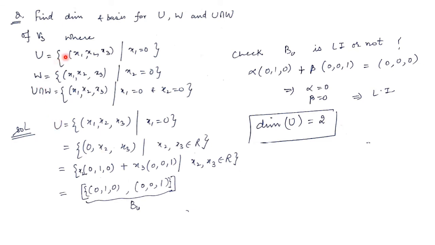One more example: find out the dimension and basis for U, W and U intersection W of V3, where U is a set of 3-order tuples with the condition that the first coordinate is 0. W is a set of 3-order tuples with the condition that only the second coordinate is 0. So U intersection W will be what? It is a set of 3-order tuples. Combine these two conditions: X1 is 0 and X2 is 0. Intersection means the common points. So X1 is 0, X2 is 0.